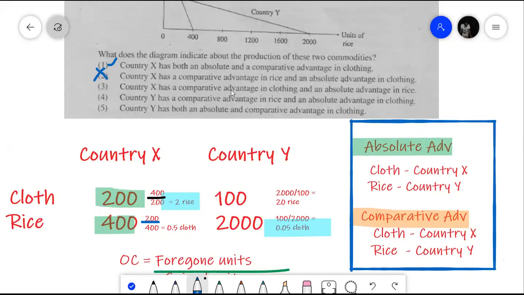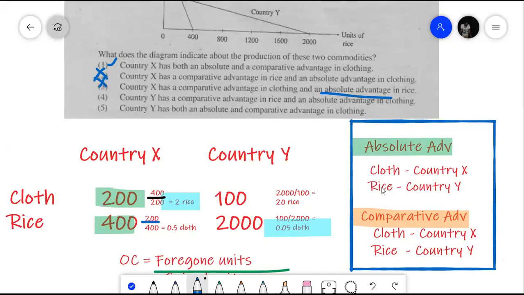Country X has the comparative advantage in clothing, okay. And the absolute advantage in rice. Now that part is wrong. Right? They don't have the absolute advantage in rice. That's wrong. Country Y has a comparative advantage in rice.